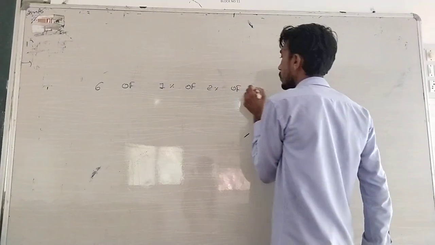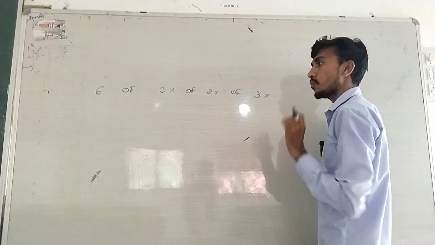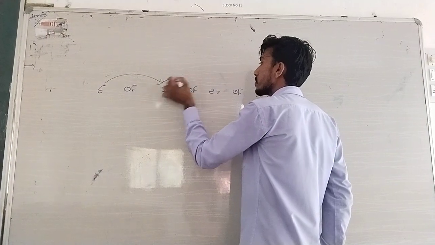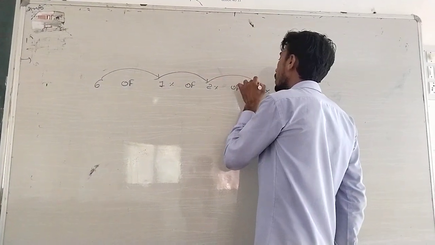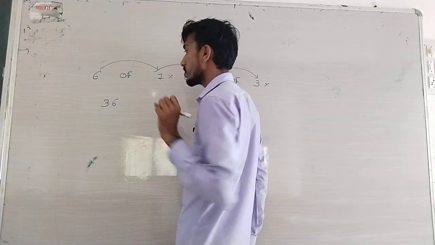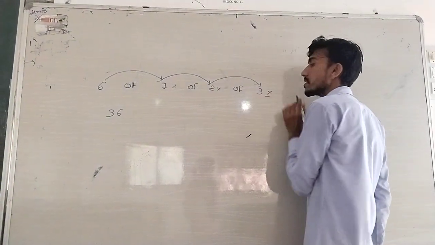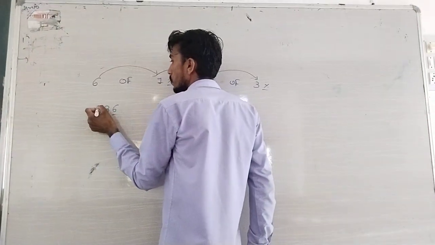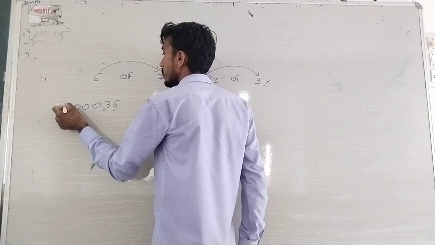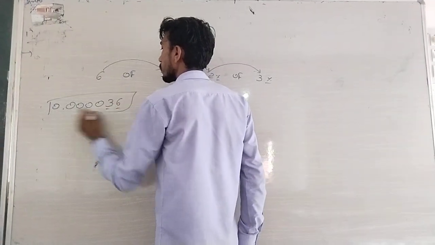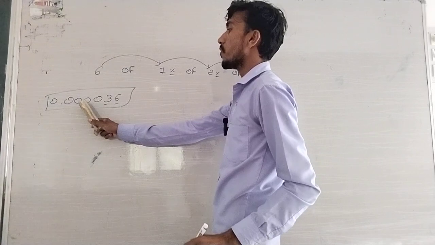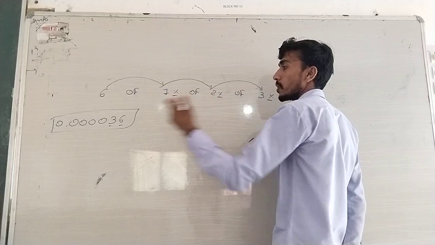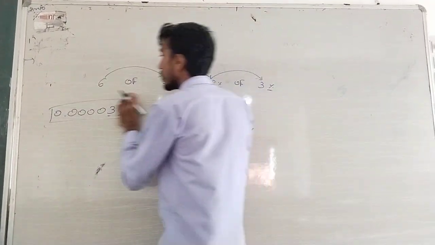If I write another amount, you can see I write 6 of 1% of 2% of 3%. So what is my answer? First of all, 6 ones are 6, 6 twos are 12, 12 threes are 36. Okay, but you can see the percentages have two zeros, four and six zeros. So 1, 2, 3, 4, 5 and 6. Because there are two, two and two, six zeros. So I go to the left side.